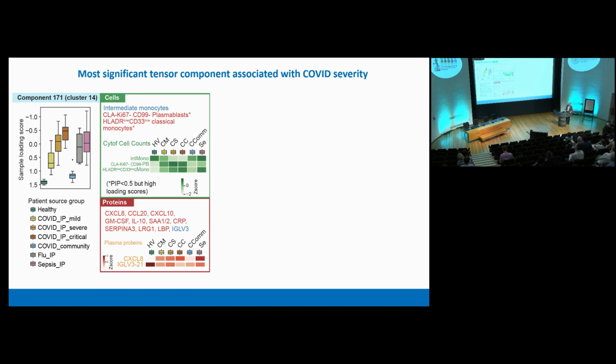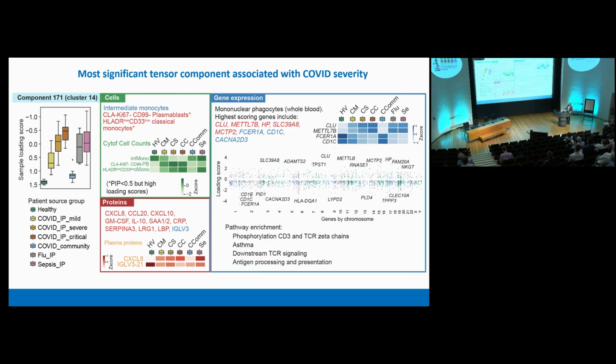And what this component is doing, based on that purely mathematical approach of tensor decomposition, is pulling out information that says these plasmablasts and a particular type of monocytes appear to be very important. These particular plasma proteins are highly predictive or involved, and then particular genes involved in antigen presentation and T-cell signaling. But it's interesting that these are all coming together with a particular component, and this is an approach that you could apply with any type of multimodal data set.